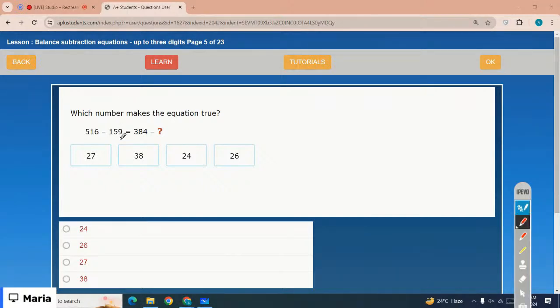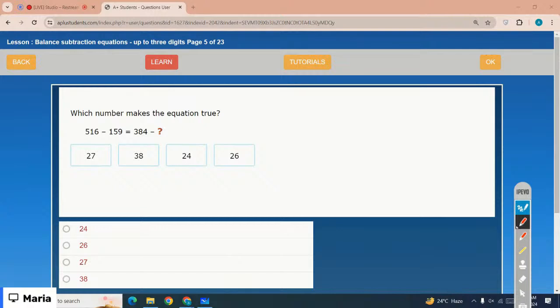519 minus 159 is 357. So yeah, I know the correct option is 24. No, 27 it is. I remember the answer. The correct option is 27. That's the one we already did on the tutorial. The correct option is 27.